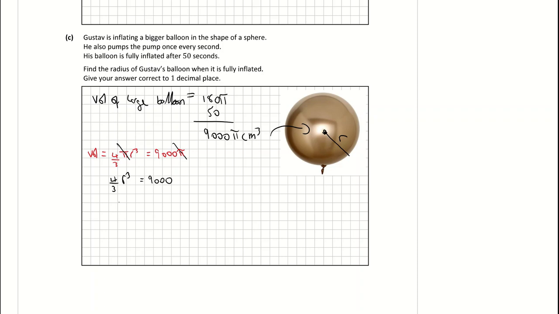To get radius cubed on its own, I divide across by 4/3. So 9,000 divided by 4/3 on my calculator gives me 6,750. That's equal to my radius cubed. Now, I'm using the cube root button on my calculator, the one with the little 3 over it, which is the cube root of 6,750. That'll get me the radius, and that's given me R as 18.8988. The question wants it to one decimal place, so the radius is going to be 18.9 centimeters.